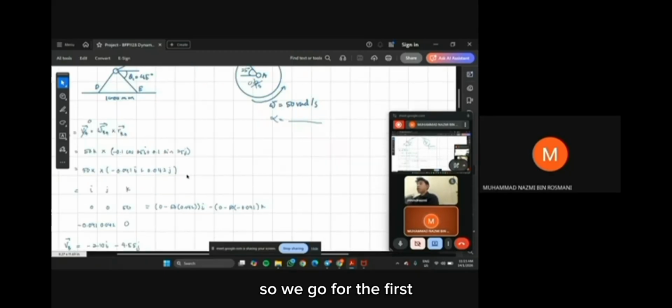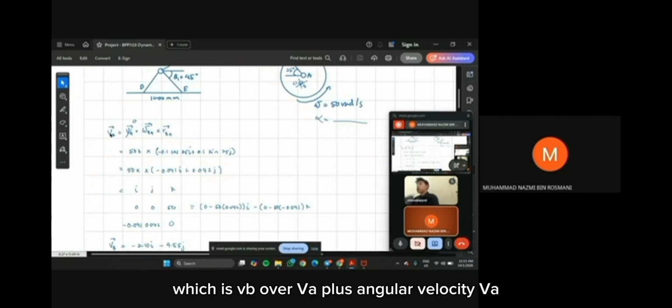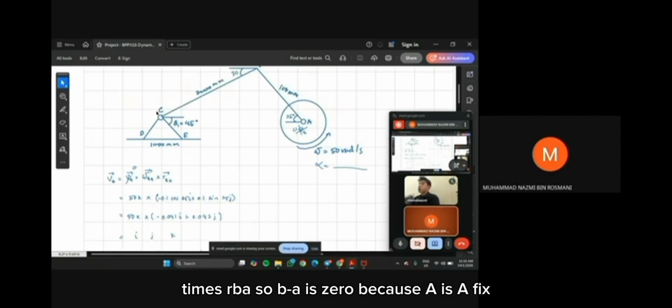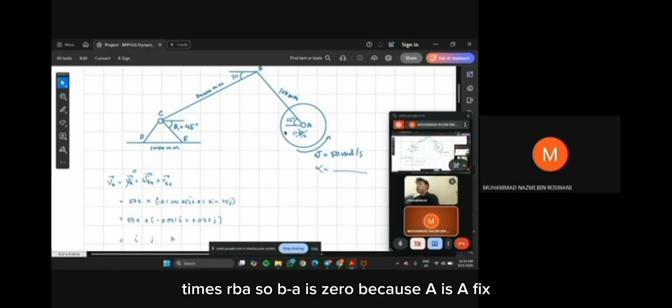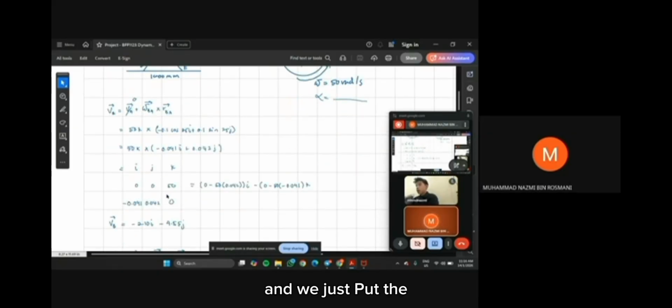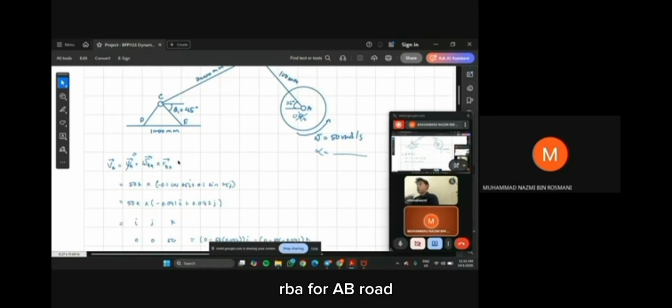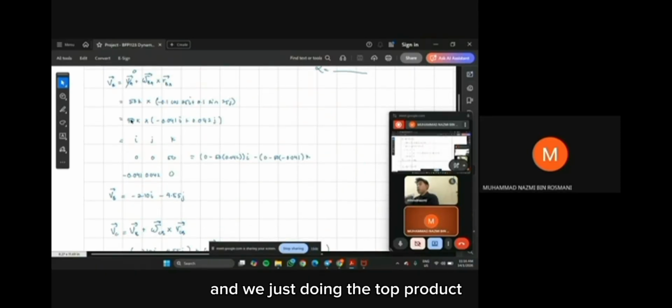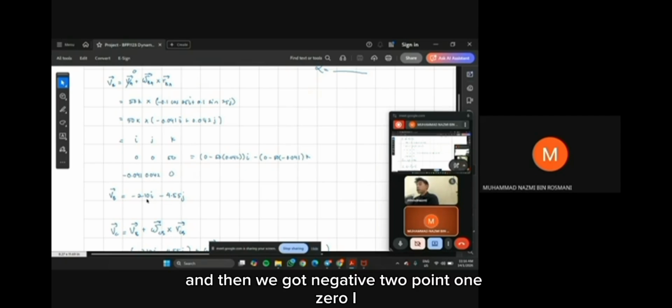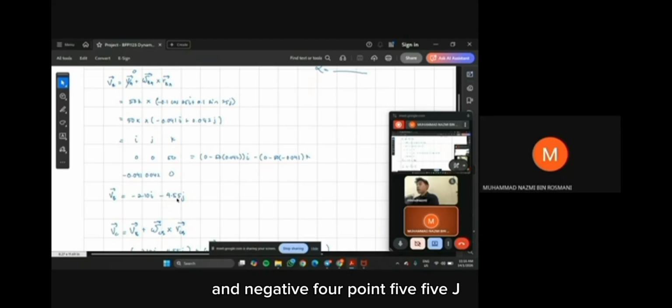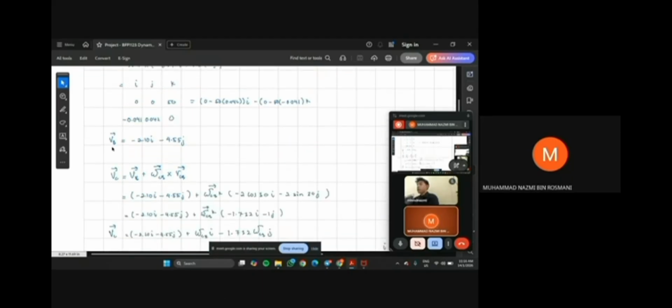For the first question, VB equals VA plus angular velocity times RBA. VA is 0 because A is fixed, so we just put in the omega and calculate the RBA for the AB rod, and do a cross product. Then we got negative 2.10 i and negative 4.55 j for the VB.